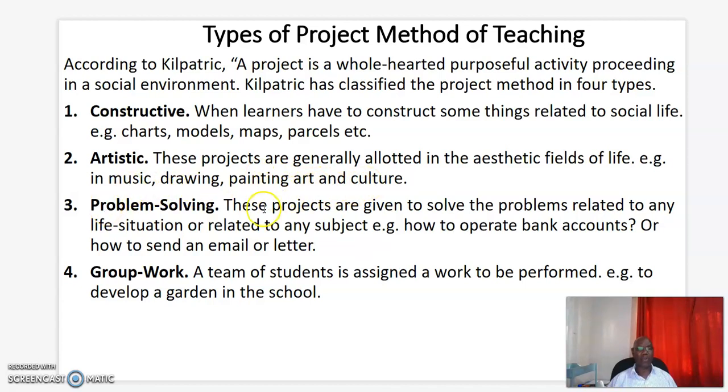Number 3, problem solving. These projects are given to solve the problems related to any life situation or related to any project. For example, how to operate a bank account or how to send an email or a letter. And lastly, group work. This is where a team of students is assigned a work to be performed. For example, to develop a garden in the school.